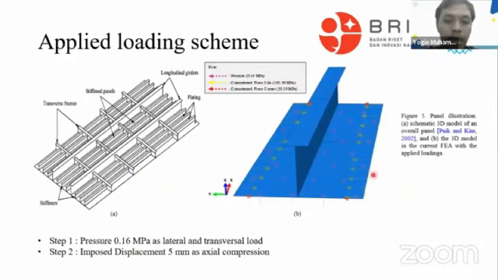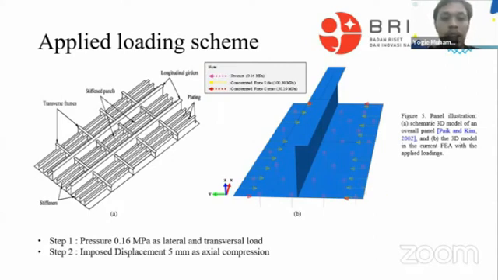Point A is a schematic 3D model of an overall panel, and point B is the 3D model in the current finite element analysis with the applied loadings. The applied loading scheme is in 2 steps. Step number 1 is pressure 0.16 megapascal as lateral and transversal. And then step number 2, imposed displacement 5 millimeter as axial compression.